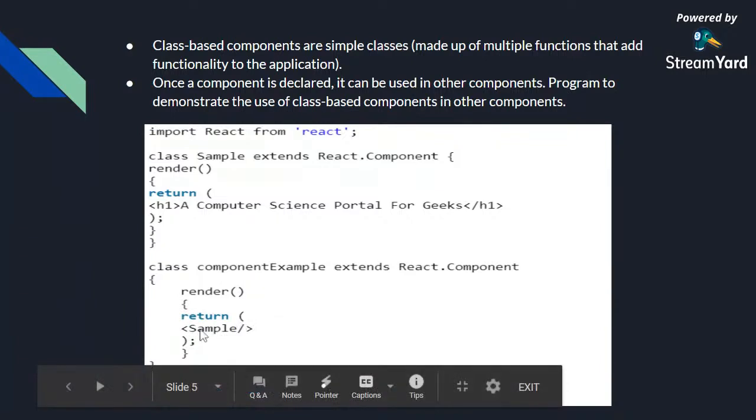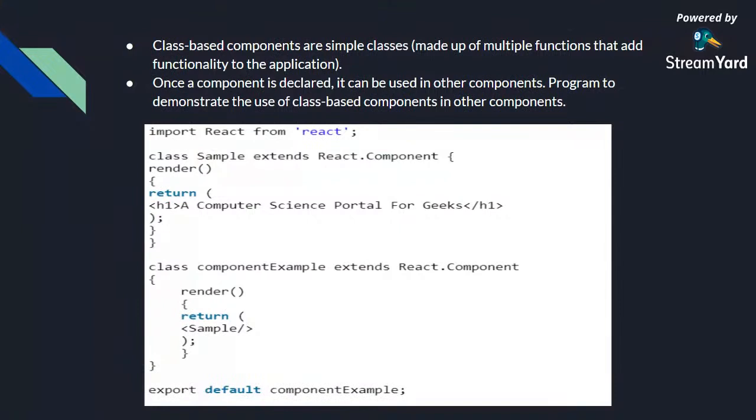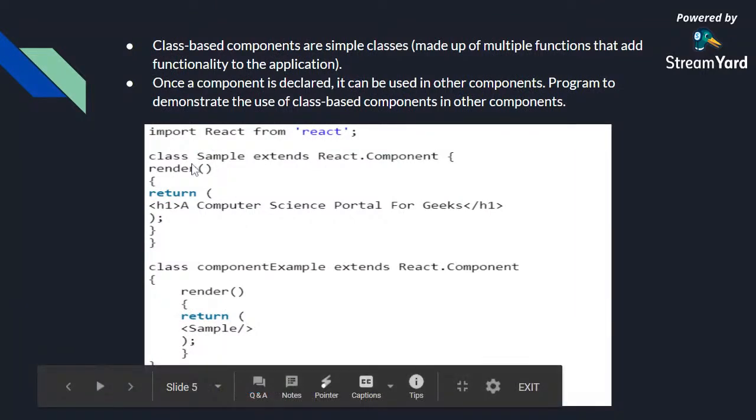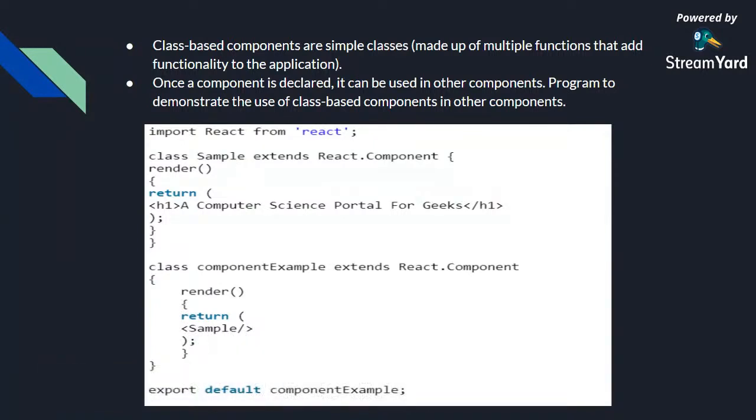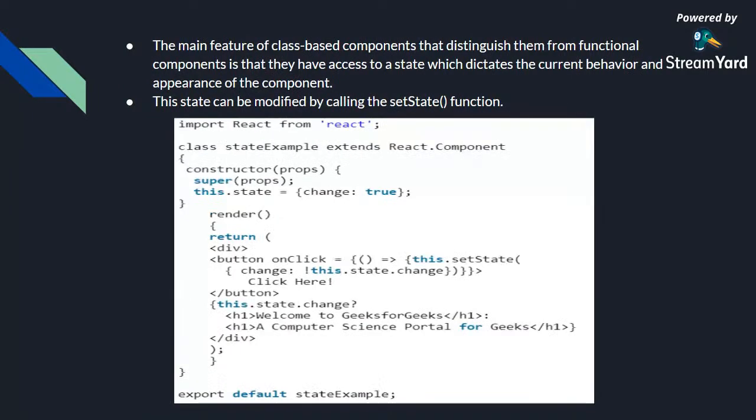And how we can use it is we can just use that component as a tag in the component that we want to use it in. So here we can see we are using sample as a tag, and React will render all the sample component UI inside this example component. Right? This is how we can use a class-based component inside another component.